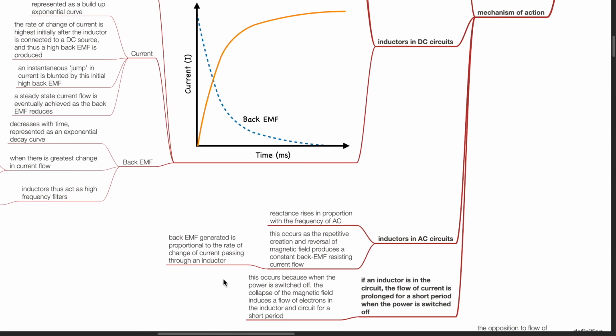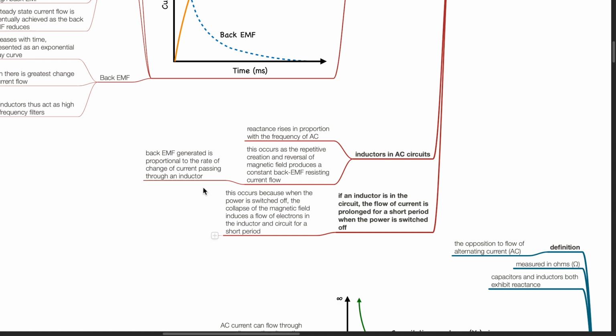Inductors in AC circuits. Reactance rises in proportion with the frequency of AC. This occurs as the repetitive creation and reversal of magnetic field produces a constant back EMF resisting current flow. Back EMF generated is proportional to the rate of change of current passing through an inductor.